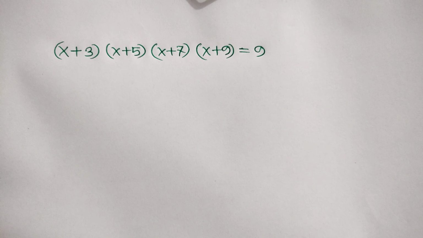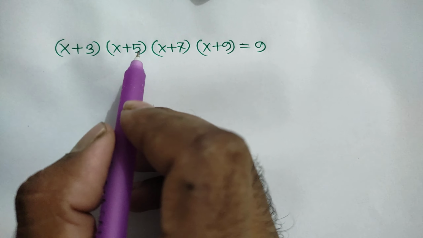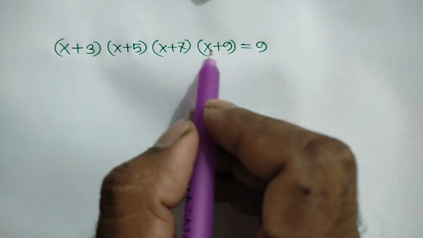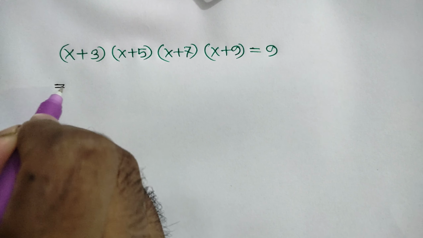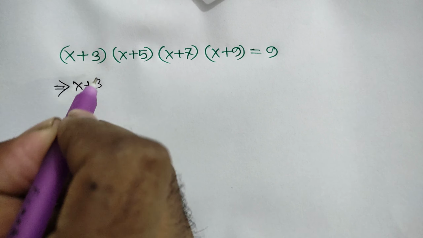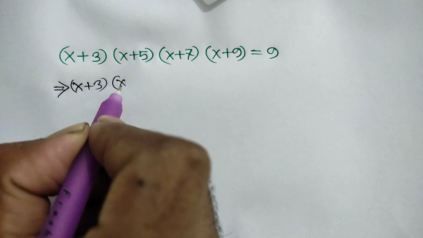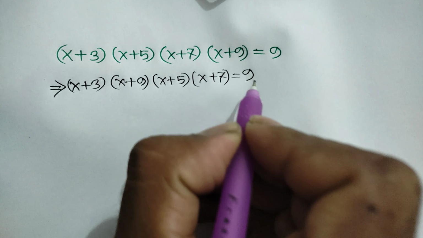Hi everyone, in this video I am going to show how to find the value of x where (x+3)(x+5)(x+7)(x+9) is equal to 9. Rearranging the left side, we can write (x+3)(x+9)(x+5)(x+7) is equal to 9.